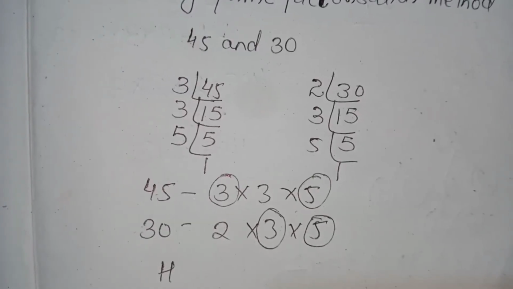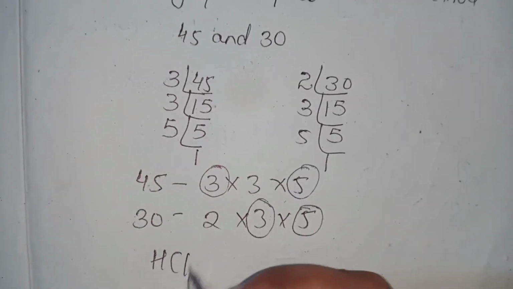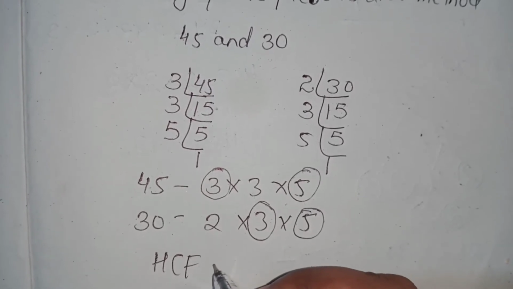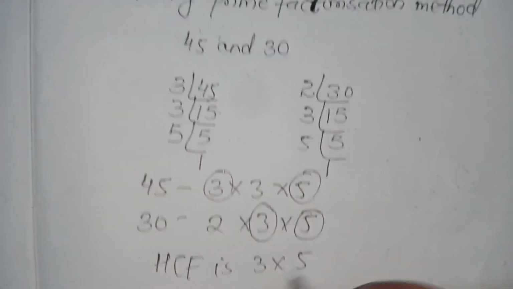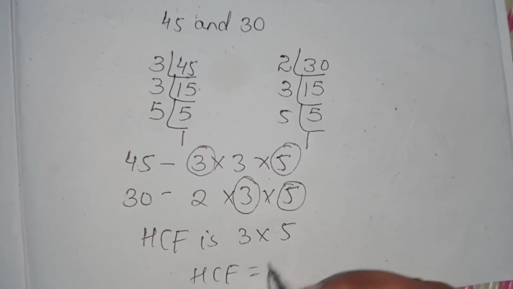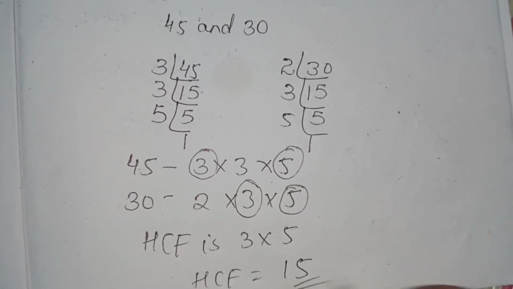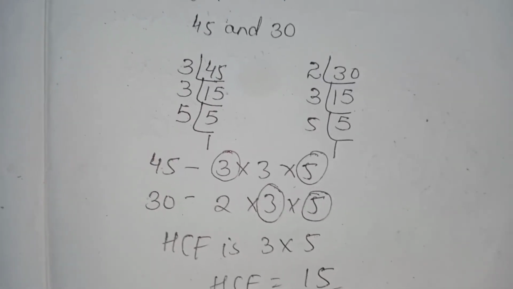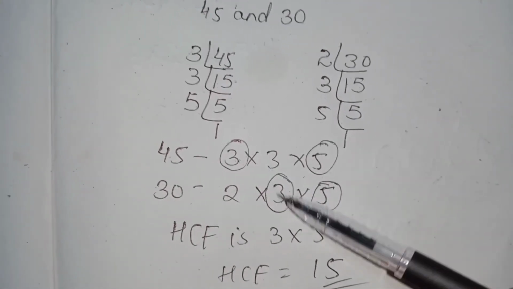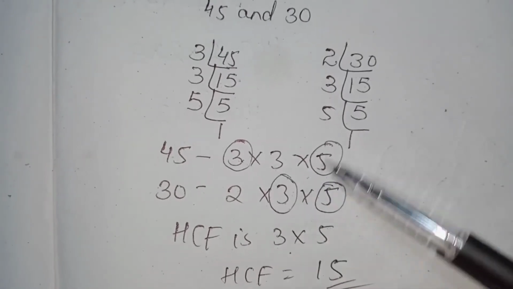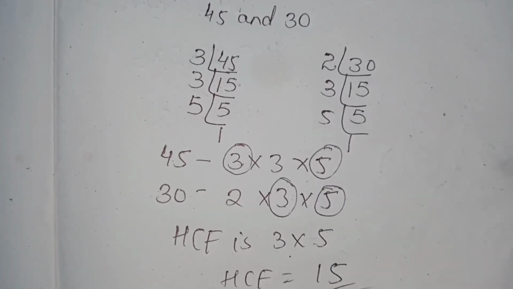So the SCF is the product of this, 3 into 5, and SCF is equal to 3 into 5, which is 15. So what is the SCF? 15. Okay, so I hope you have understood. What you have to do is take 1 out of this 2, 1 out of this 2, and multiply, and this is your SCF.